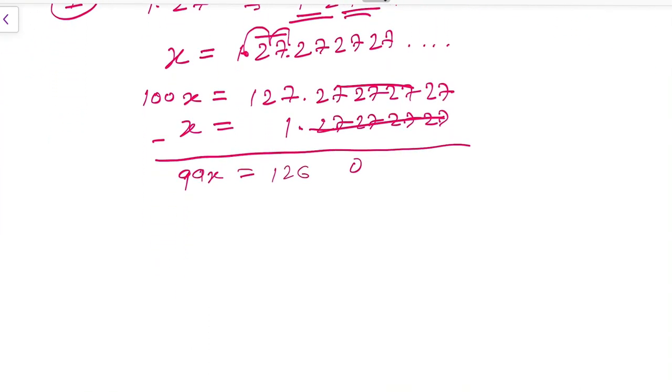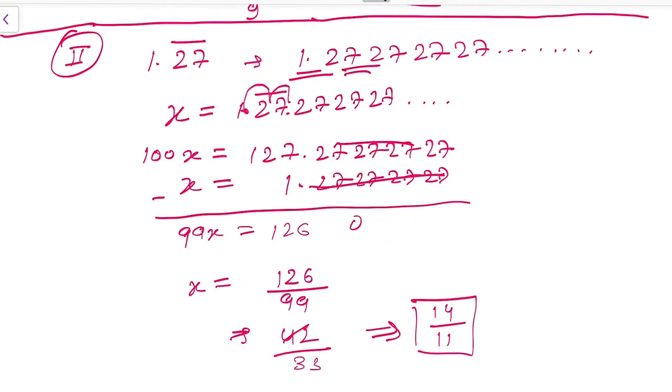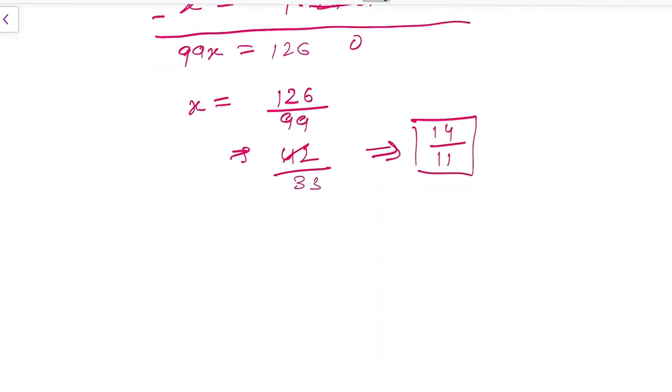Now when we find the value of x, it becomes 126 upon 99. We can cancel it: this gives 42 upon 33, and further cancelling by 3, this gives 14 upon 11. So the answer is that 1.27 with a bar can be written as 14 upon 11.